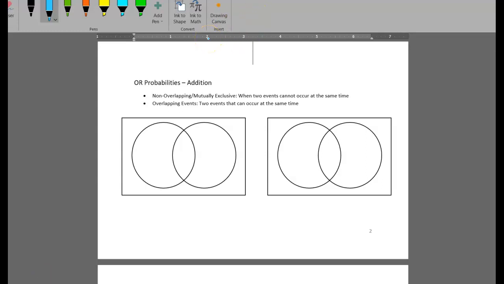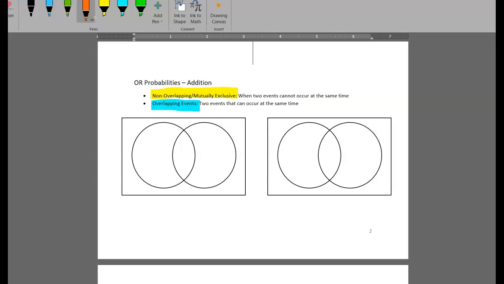So now we're going to talk about OR probabilities, and OR probabilities this time is going to use addition. And again, we have two different types. We have non-overlapping, which are also known as mutually exclusive, and we also have overlapping. The non-overlapping mutually exclusive ones are when events cannot occur at the same time. So they're really not anything special to talk about because it's essentially the probability, let's say, of if you're playing rock, paper, scissors, and what's the probability of getting rock or paper or scissors?